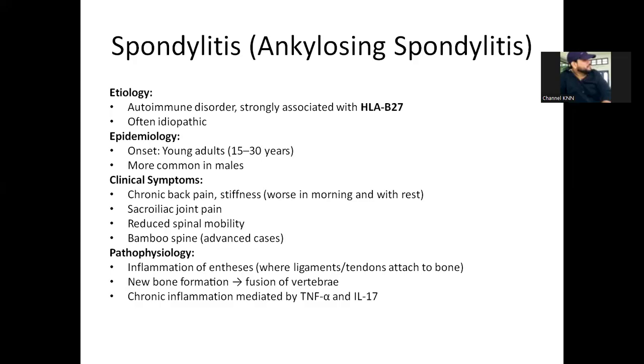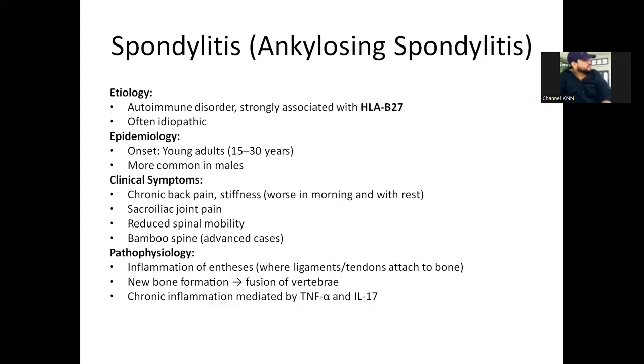Next, clinical symptoms: mainly chronic back pain, stiffness, and sacroiliac joint pain. The sacroiliac joint is the joint which connects the lower spine to the pelvis area. If pain occurs at that spot, it leads to spondylitis. Another symptom is reduced spinal mobility, meaning spinal movement will be reduced. And bamboo spine, which means your spine will appear like a bamboo stick.